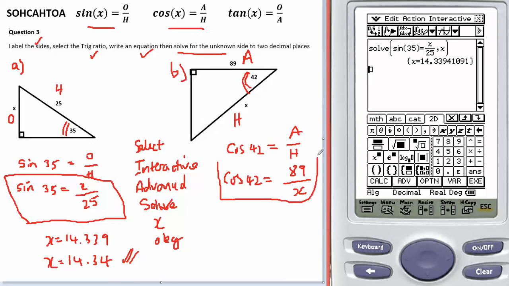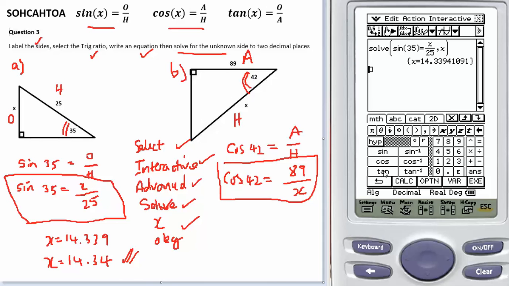This is what I'm going to enter into the calculator. Then I'm going to go select, interactive, advanced, solve, solve for x. So here we go. Math in trig, I'll open up the trig, cos of 42, close bracket, equals, in 2D, fraction, 89 on top, x on the bottom.